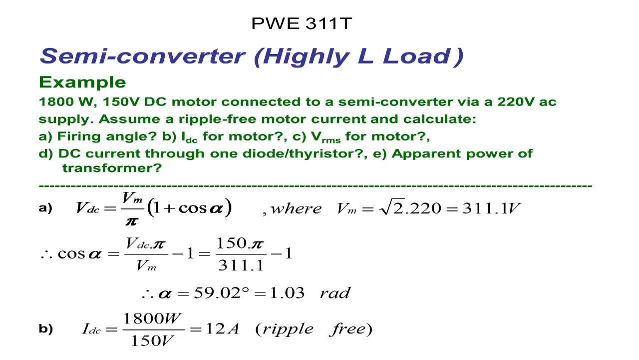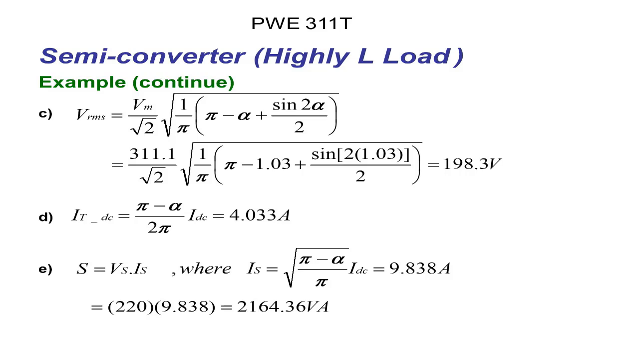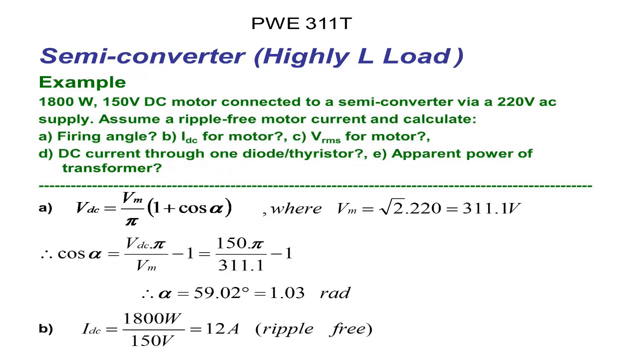Now, let's look at something a little bit different. If you check this question, it's a 1800 watts, 150 volts DC motor connected to a semi-converter. Now, this DC motor means it's a highly inductive load. The semi-converter is supplied via 230 volts AC. Assuming ripple-free motor current, calculate the firing angle, IDC for the motor, VRMS for the motor, DC current through one diode and thyristor, and apparent power of the transformer. So we also calculate the firing angle. We just need to calculate VDC.